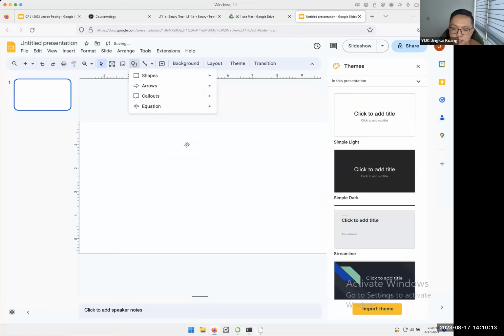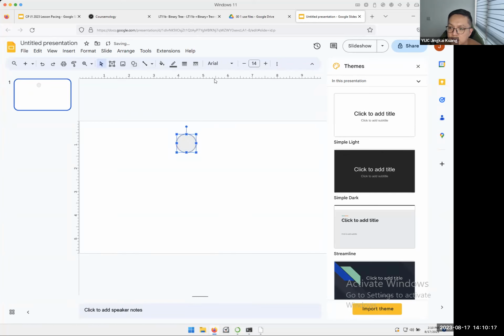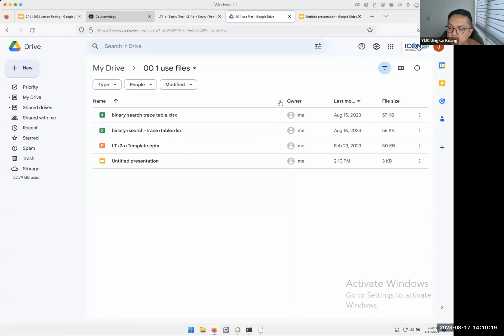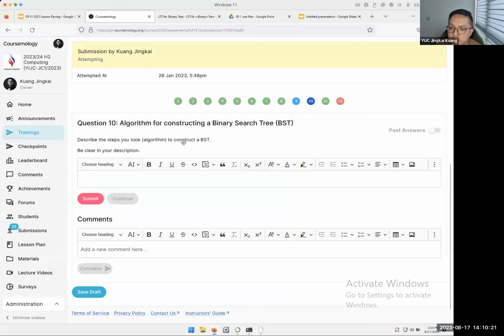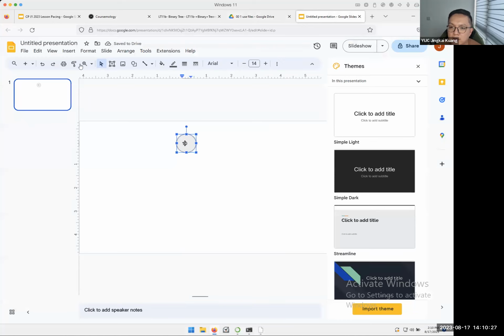Okay, so just put in the first number, which is 10. Let me check. First number, 10 and 6. Just double click inside, then you can type 10. Then make it look pretty, you decide. Then after that you can draw lines to connect them, etc. So do this, then take a screenshot and then put it into your answer.